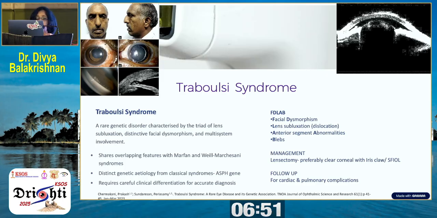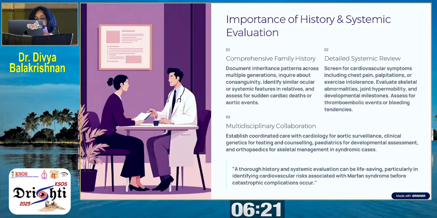The important aspects of this are facial dysmorphism, lens subluxation, and anterior segment abnormalities. One more very important thing which I had seen in these patients, and which I did not know earlier, was that they would have something like self-forming blebs. We always ask for a history of trauma, but no, because their sclera is very thin, they spontaneously form these blebs. So when you do procedures in these eyes, you have to be very careful, especially when you plan any scleral procedures, because of the risk of thinning. And they have cardiac and pulmonary complications.